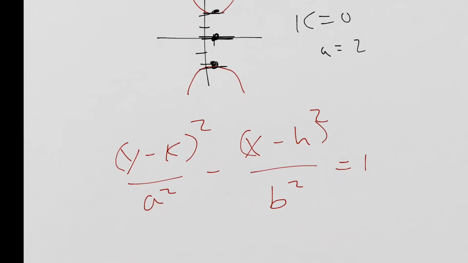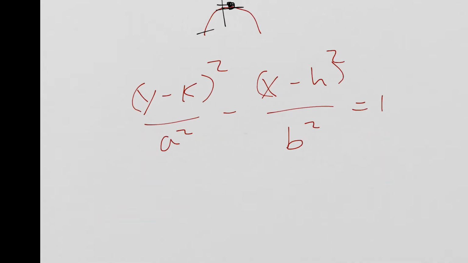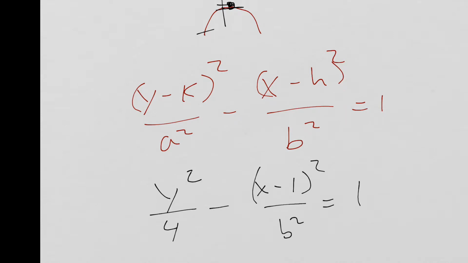So our standard form is going to be y minus k, because we're opening up and down. So we can start substituting in what we know. Y minus 0, so it's just going to be y squared. A is 2, so this is 4, minus x minus 1, because h is 1, squared over b squared equals 1. Now, so this is what we have so far. We have everything but the b squared for our standard form.